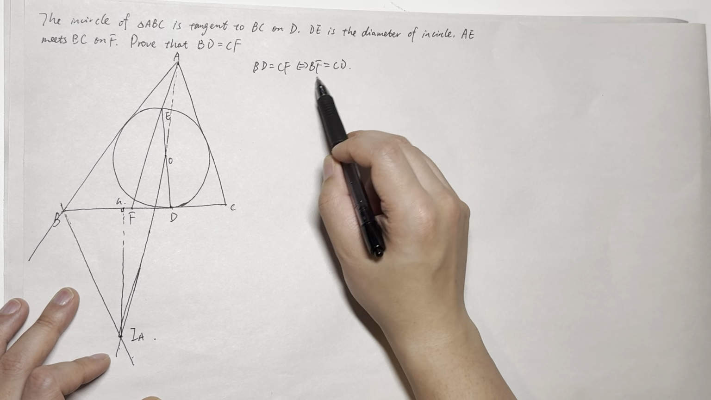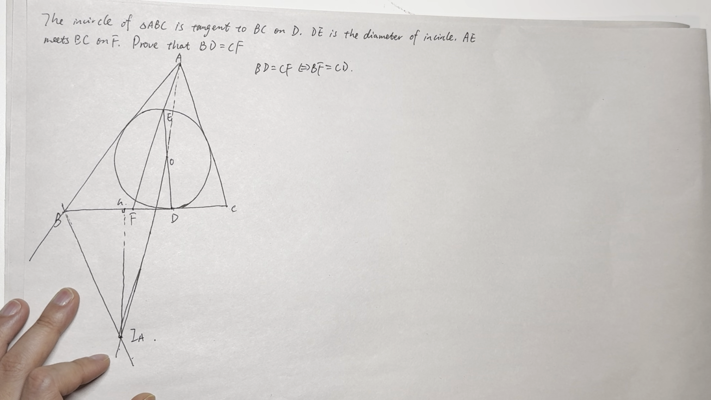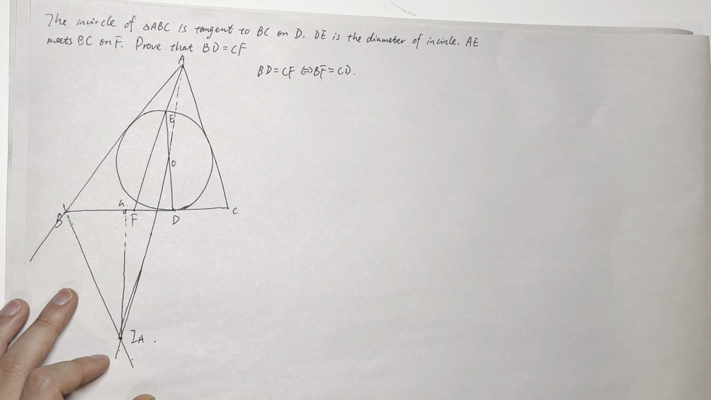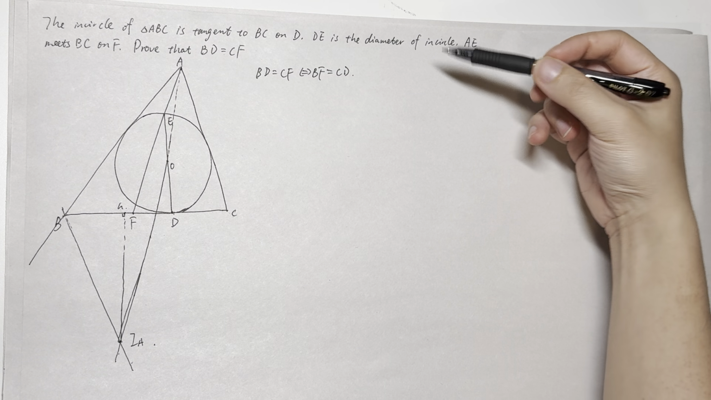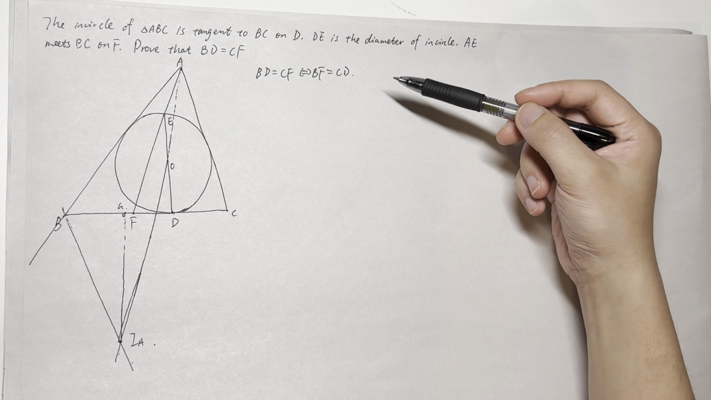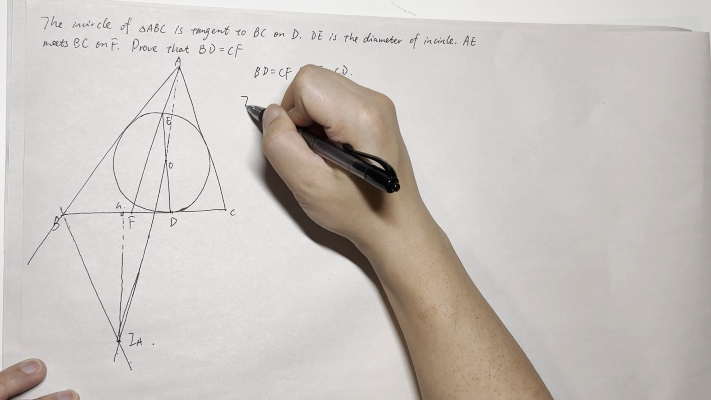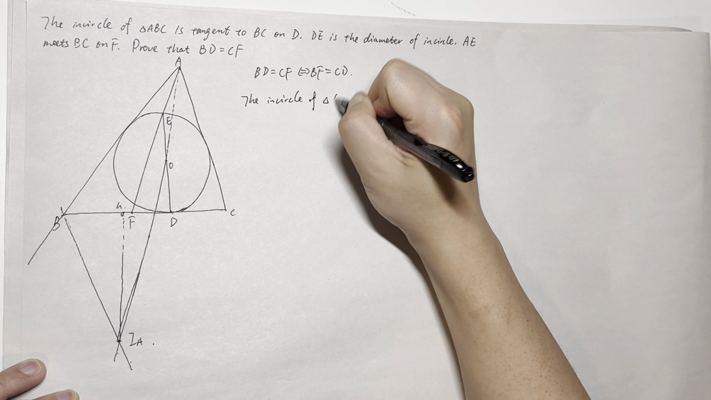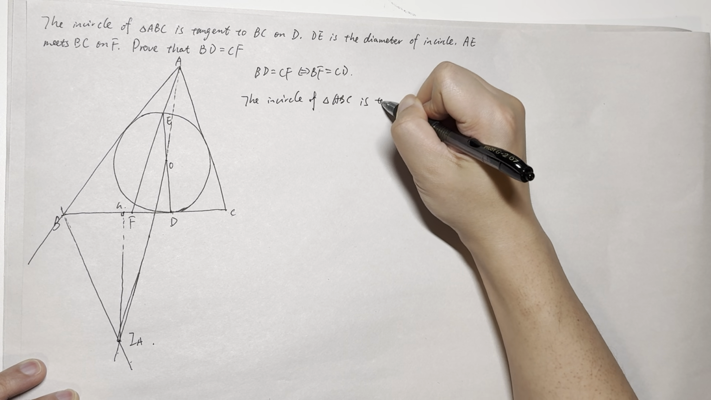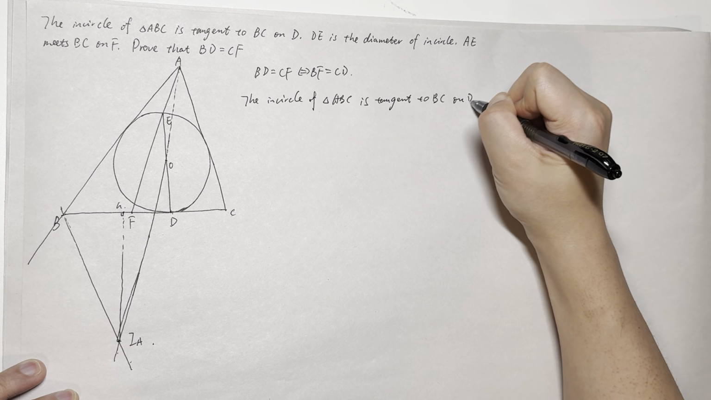Here we want to prove that CD equals to BF, which means we want to prove that G and F are the same point, right? And based on this knowledge, we can transfer this problem to the following problem, that the incircle of triangle ABC is tangent to BC on D, right?